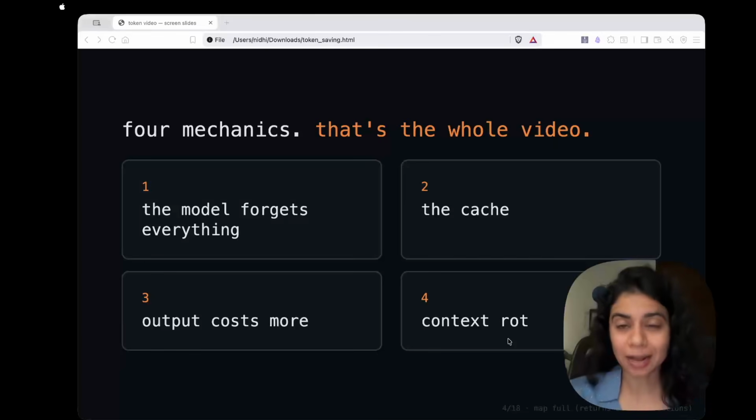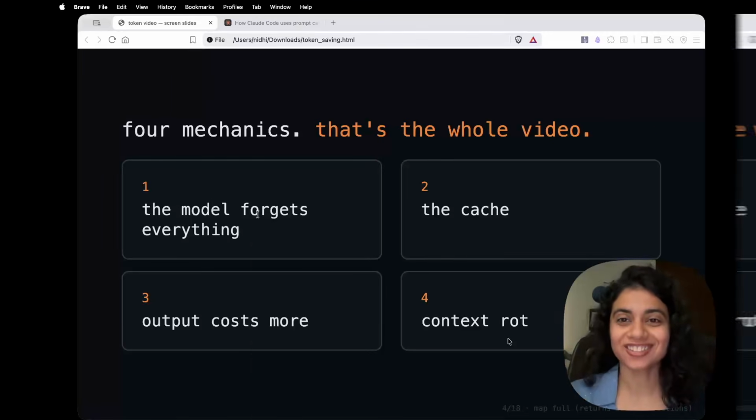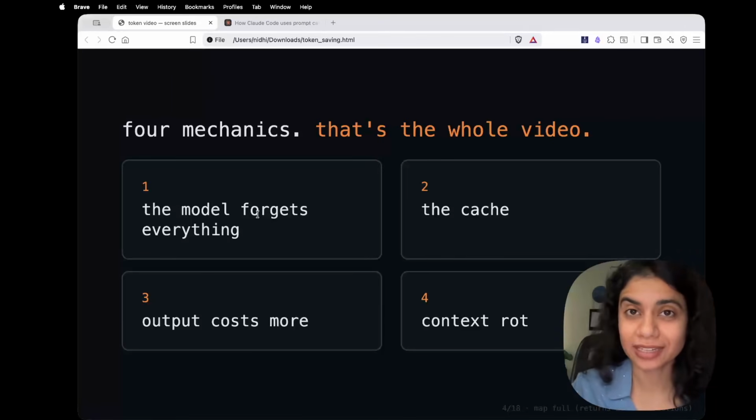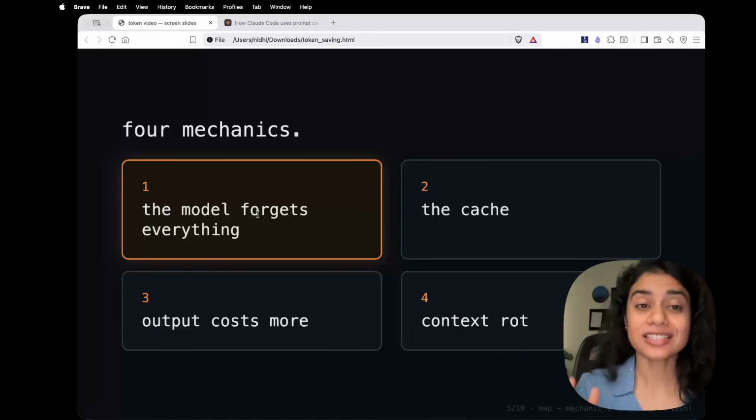And all of these are applicable as of July 2026. I'm saying this because the space is moving fast. There could be a possibility that things could change in future. Now let us understand all these 4 mechanics one step at a time because this is going to lay the foundation for the entire video. We will start with the first one, which is the model forgets everything.